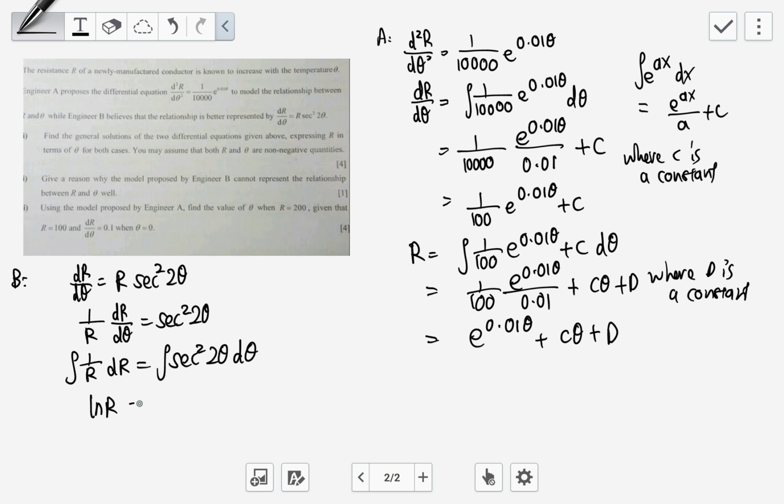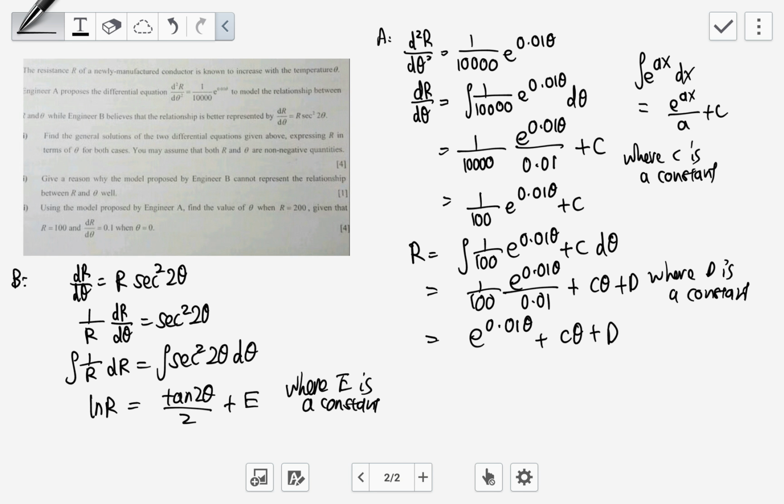So ln R equals integrating sec squared 2 theta, I get tan 2 theta over 2, because differentiating this, I'll get sec squared 2 theta. The 2 will cancel out with this 2. Plus a constant; I will not use d, I will use e, to prevent confusion, where c is a constant and e is a constant.